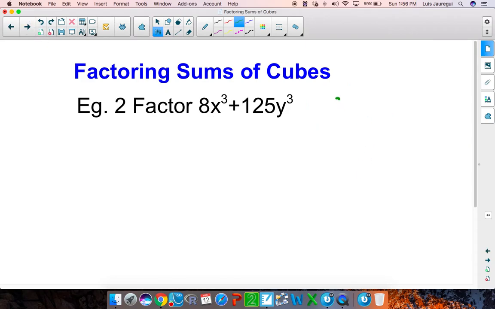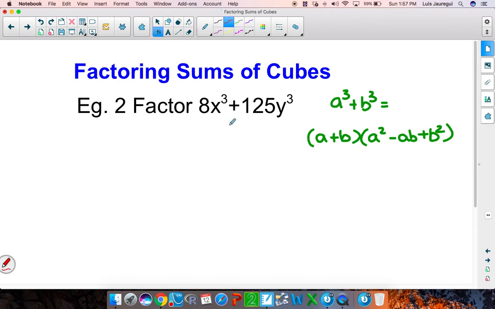Again, I'm going to write my pattern as a cubed plus b cubed is the same as a plus b times a squared minus ab plus b squared. And let's go ahead and relate that back to our example here. Example 2 says the following. Factor 8x cubed plus 125 times y cubed. Well, it would be great if we can recognize this one's as cubes and this one's as cubes. Since we have an addition, we can use this sum of cubes technique. So as long as we can be able to factor things out in terms of cubes, we should be fine in using this particular technique.